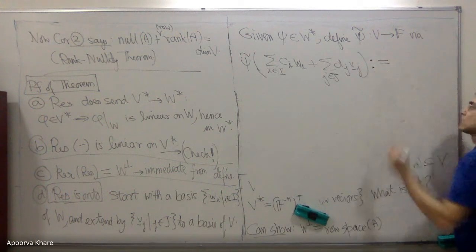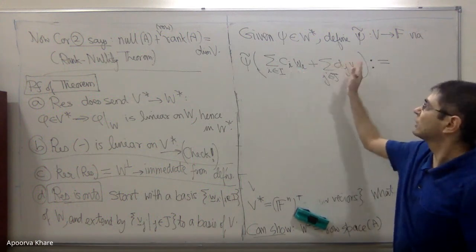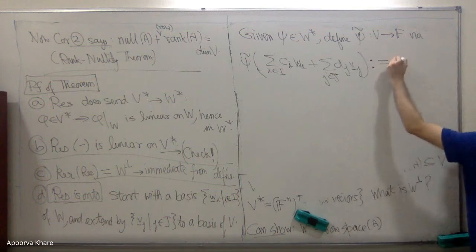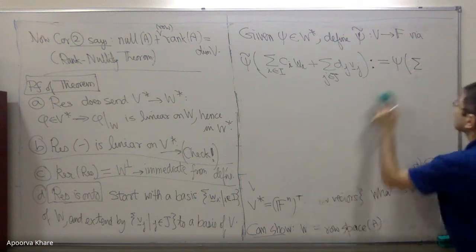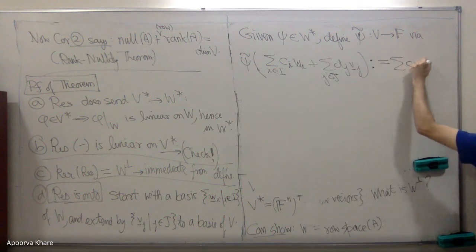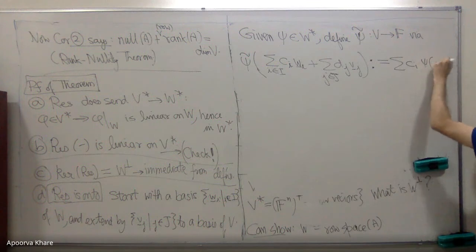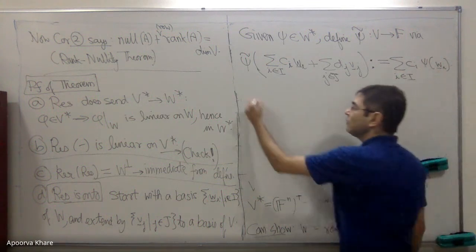Basically, you can guess what to do. So for this part, I keep psi, and for all of this part, I just keep 0. This is defined to be psi of the summation, or I could do the other way, which is literally the summation c_i psi of w_i. It's linear, right? So that's why I can say it. Define this thing, okay?